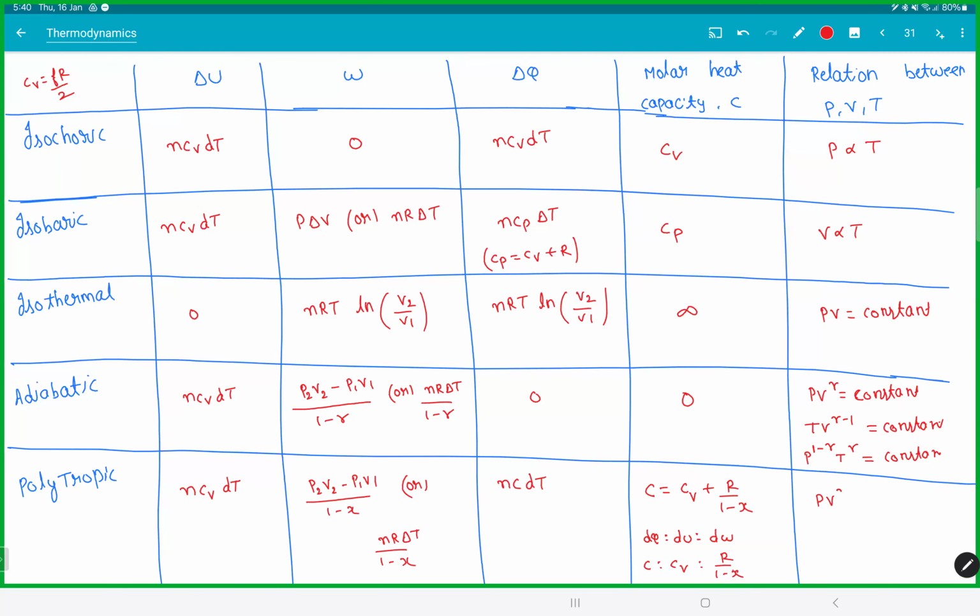And here the relation PV to the power X is equal to constant. We'll get a similar relation. TV to the power X minus 1 is equal to constant. And remember gamma is 1 plus 2 by f. Clear. You should know the results.